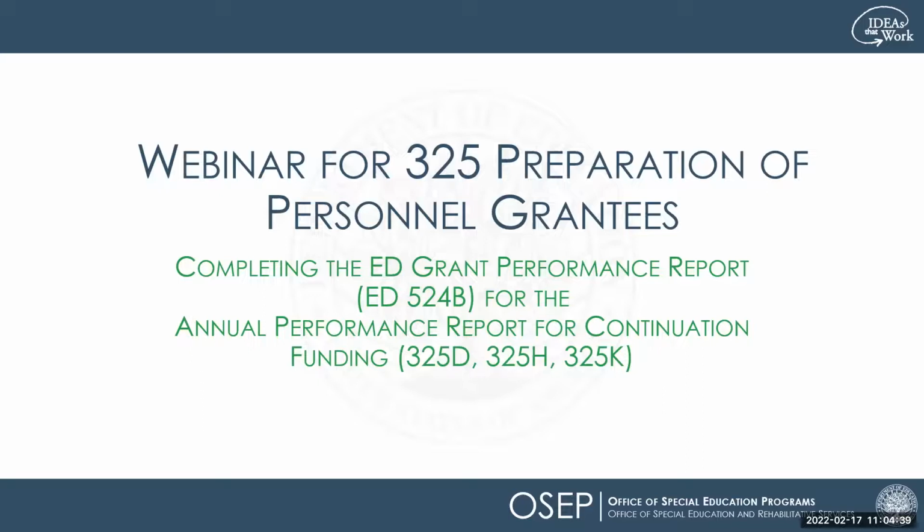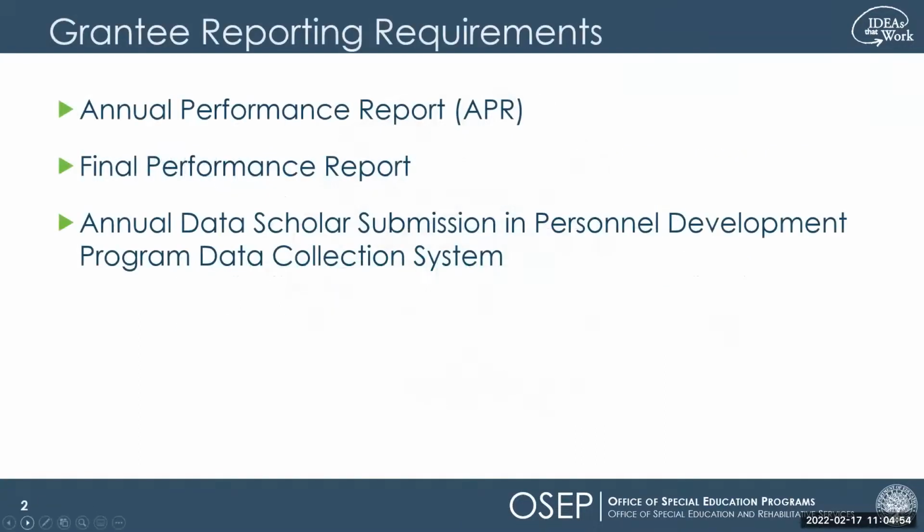Welcome 325D and 325K grantees to the webinar on completing the Ed Grant Performance Report, the Ed 524B, for the annual performance report for continuation funding. This webinar is about the annual performance report, or APR, with a few reminders at the end of the webinar about the annual data scholar submission reporting requirements.